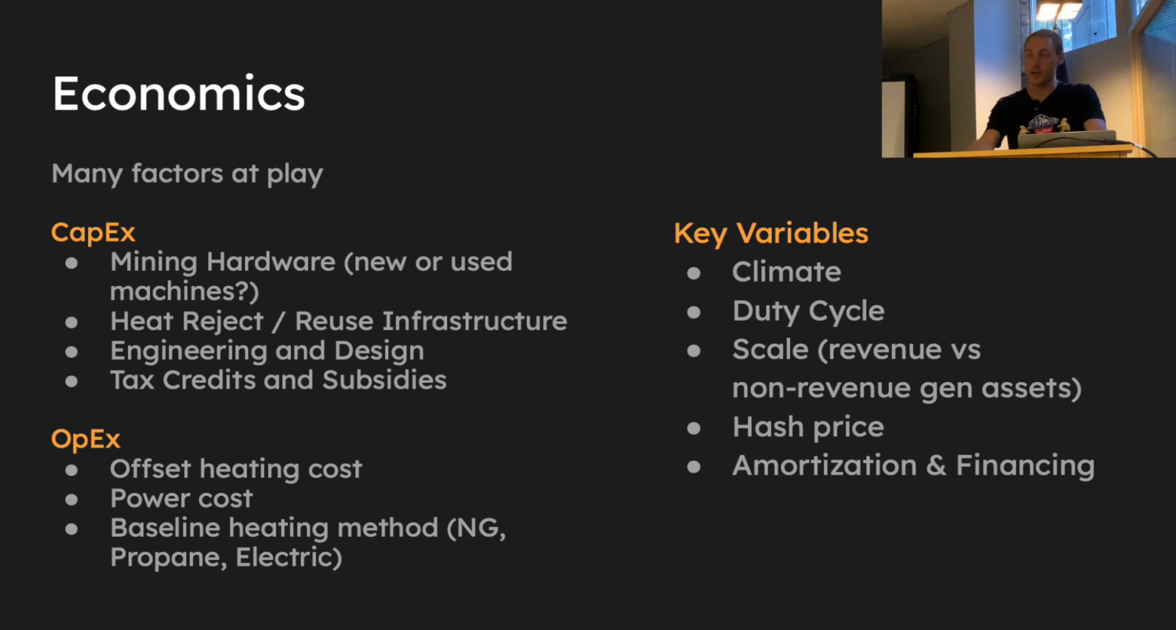Here, there's engineering design involved, unless you can do it yourself, which is totally doable. I'm trying to compile all the information for people like you guys to do this. And then maybe there's tax credits and subsidies as well. On the operating expense side of things, there's the offset heating cost. That's saving, maybe, natural gas or a propane tank if you're in a rural area where you have to truck in propane once a year. And then your power cost. By the way, in the case of electric heating, some people literally have electric boilers.